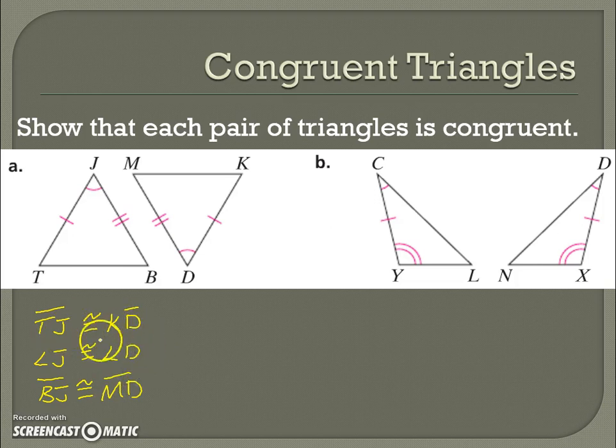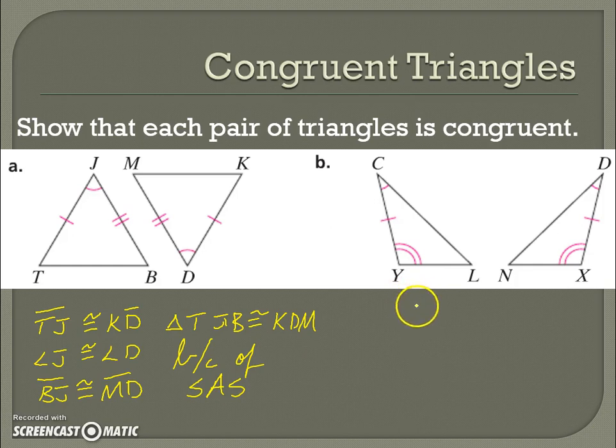And so I have a side, angle, side relationship so that I know that these triangles are congruent because of side, angle, side. So I could say that triangle TJB is congruent to KDM, making sure I have that congruence correspondence, because of, and then you could just use the acronym SAS, side, angle, side. And that's what we use in geometry to describe that relationship.